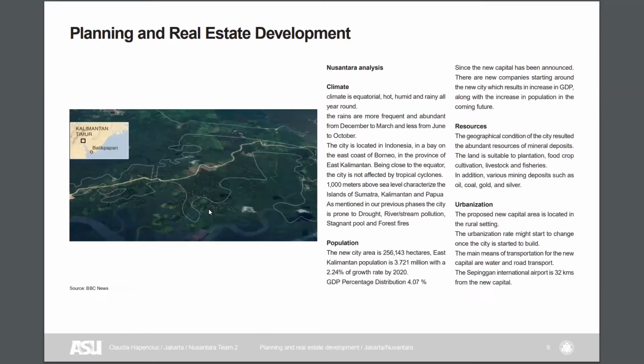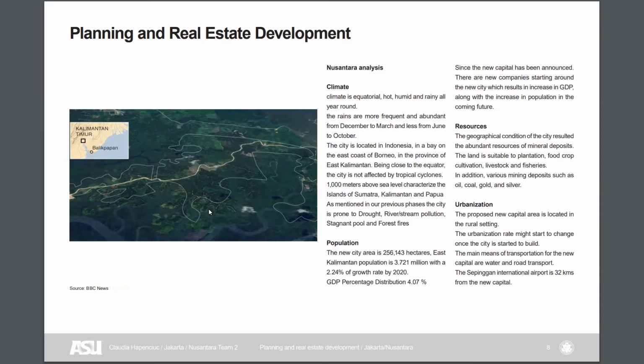Coming to the Nusantara site, the climate: the city is located in the bay on the coast of Borneo, closer to the equator, with 1,000 meters above sea level, having a hot, humid climate with rains all year round. The city is prone to drought, river pollution, stagnant pools, and forest fires. Population: the proposed city area is 256,143 hectares, with a 3.721 million population and a 2.24% growth rate by 2020.